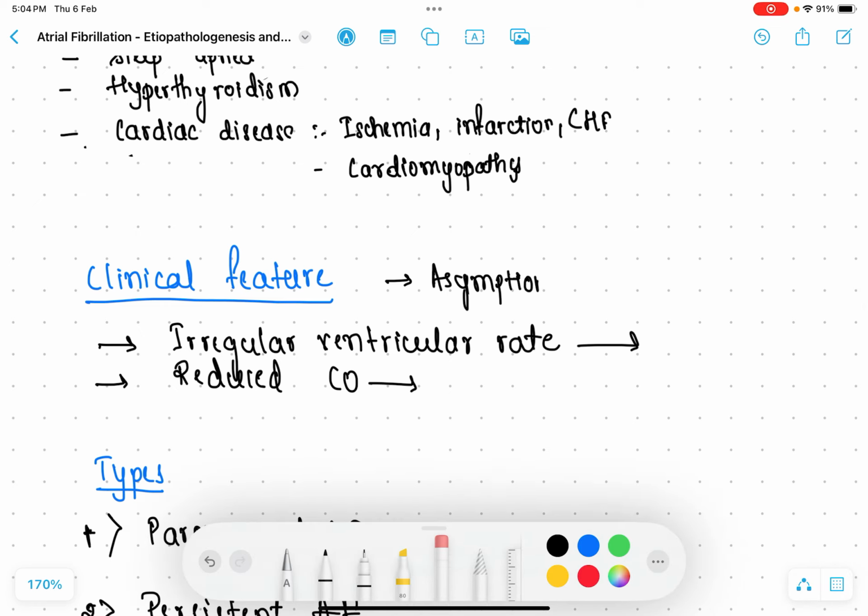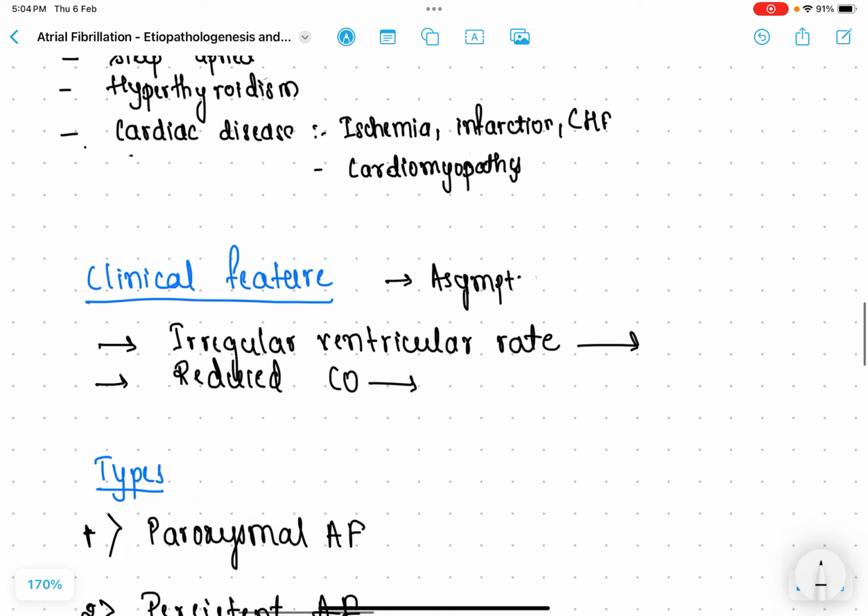Okay, what did I write? Asymptomatic. Because what happens, the patient does not have any symptoms, and now if you palpate their pulse and you say you have a problem with your rhythm, please get ECG done, they will not come back to you. Majority of patients will not come back to you. So this is one of the practically challenging presentations.